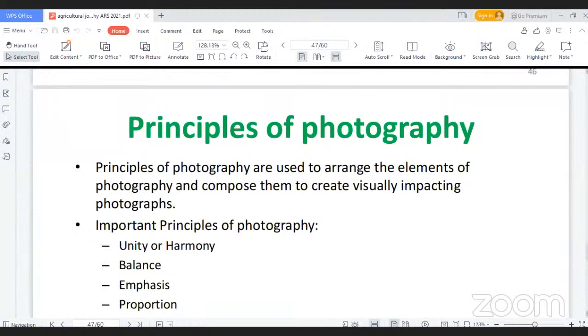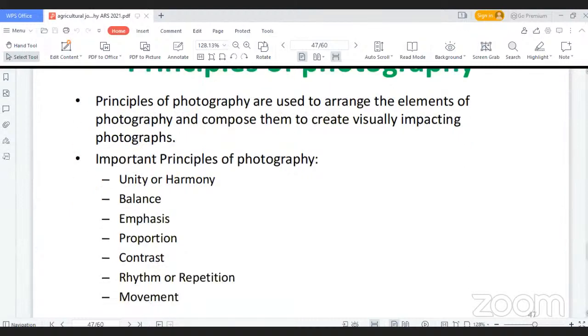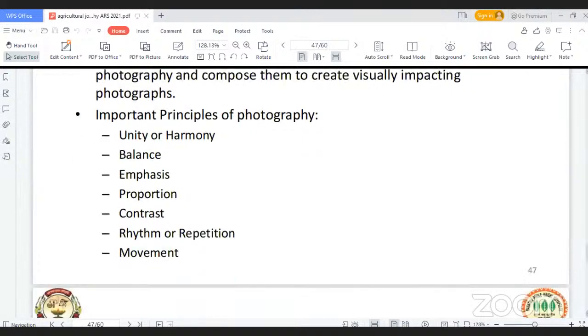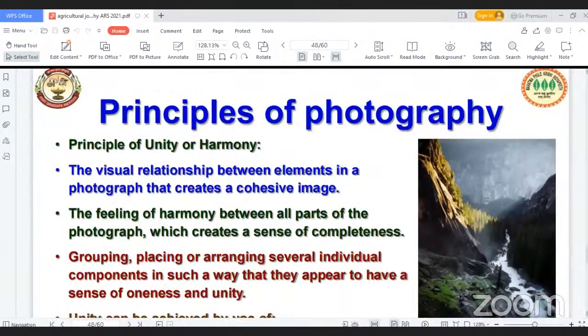As you know, we agree that a picture is worth 100 words. There are some basic, important principles followed in photography: unity or harmony, balance, emphasis, proportion, contrast, rhythm or repetition, and movement. The first principle is known as the principle of unity or harmony.